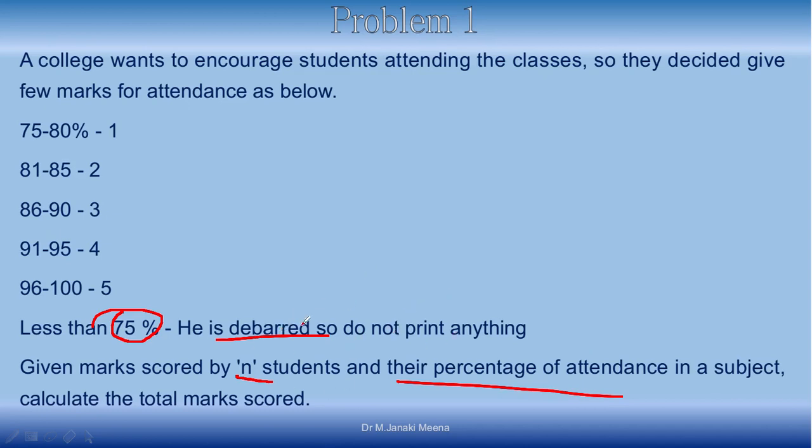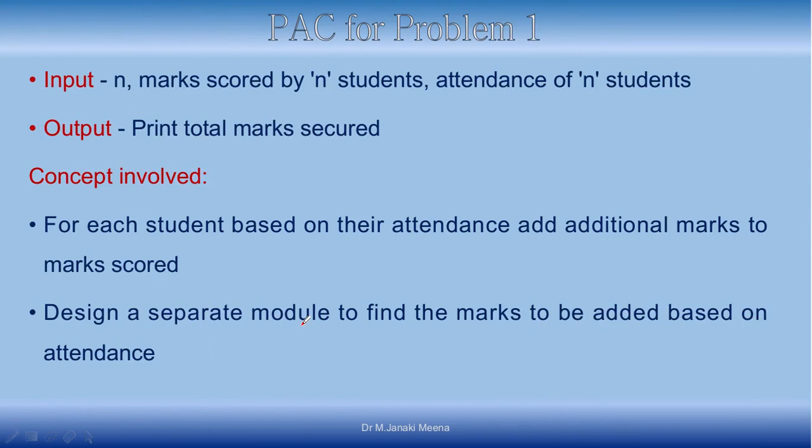That's the question. Now when we look at the PAC for the problem, the input is going to be n, the number of students in the class, and then marks scored by n students and attendance scored by n students. And the output is going to be marks secured by the students if they are eligible. If they are not debarred, then you are going to print the total marks secured by that particular student.